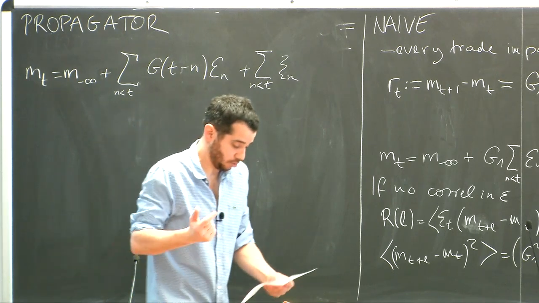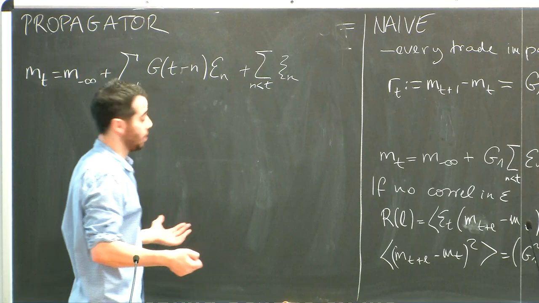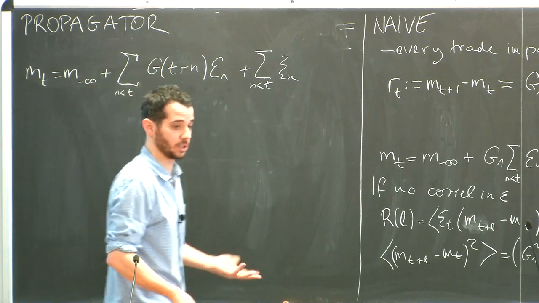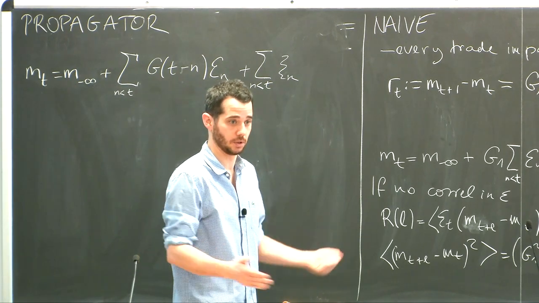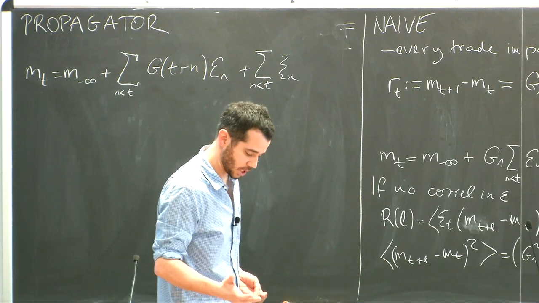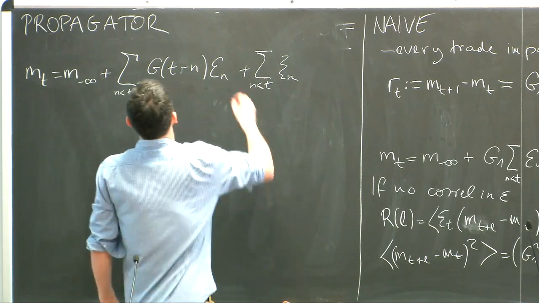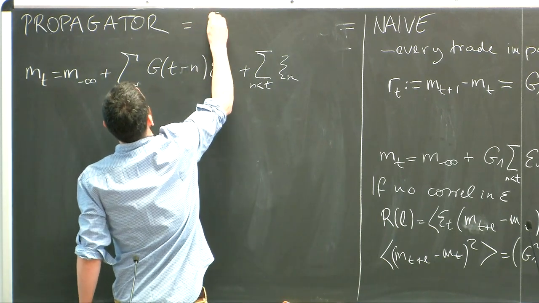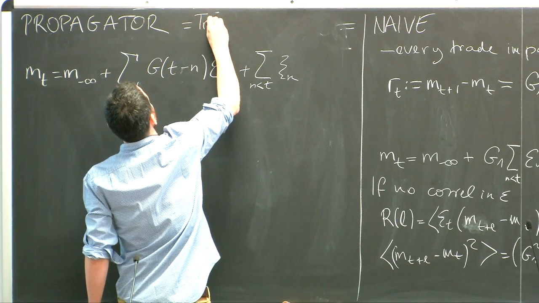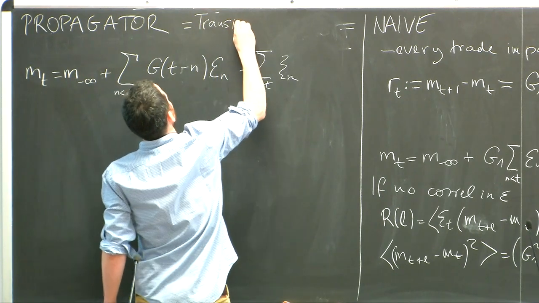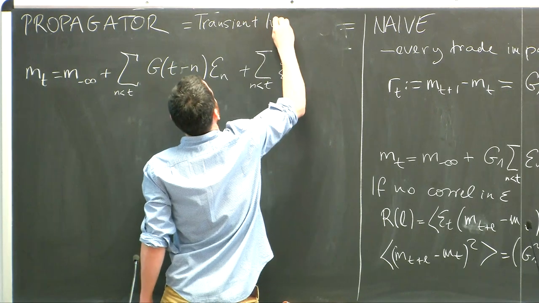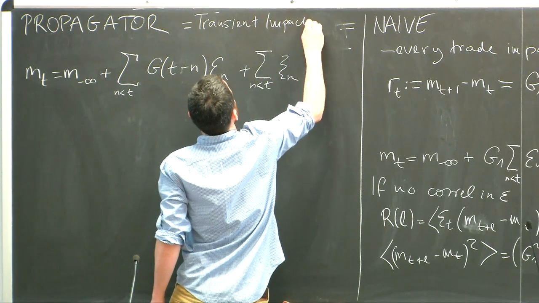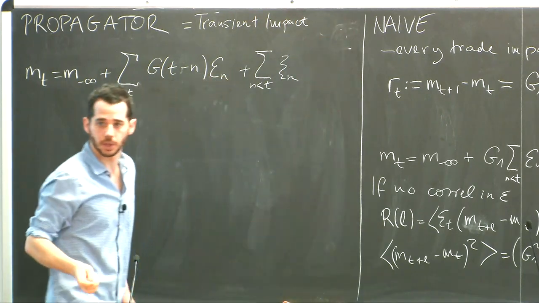So okay, it's a relatively okay model. It's not overly complicated. We can see what predictions it gives on different timescales. Actually, just for language, this we call the propagator model, there are people who call this transient impact model for obvious reasons.